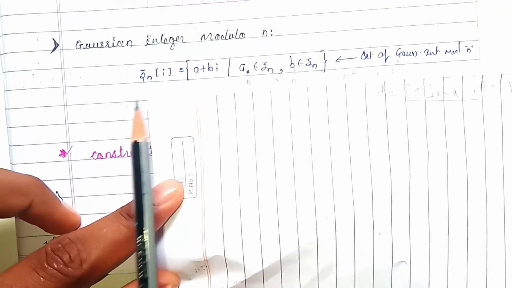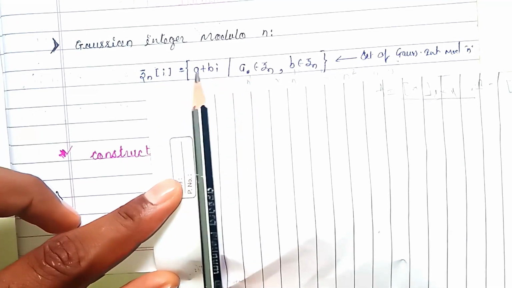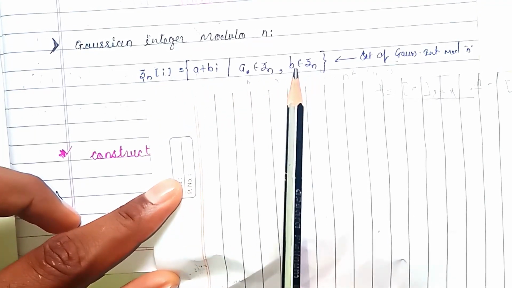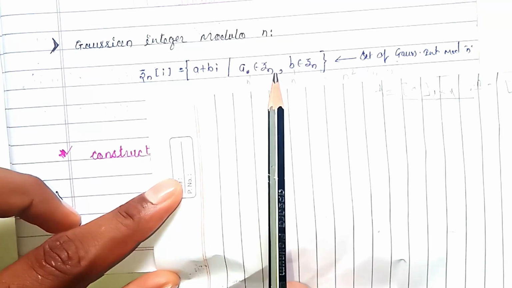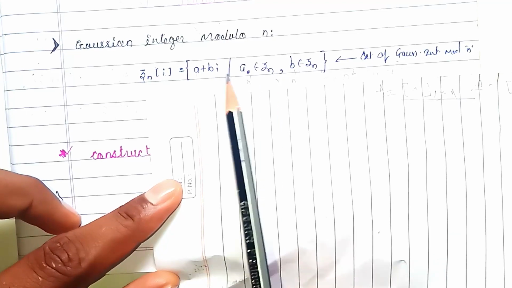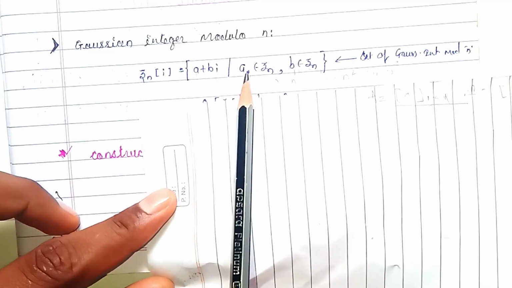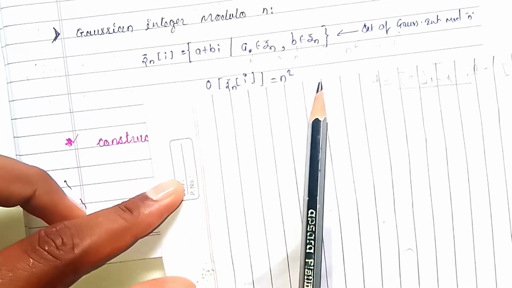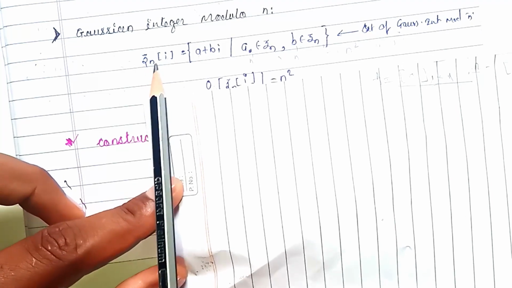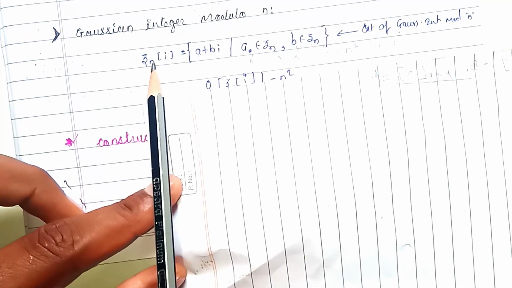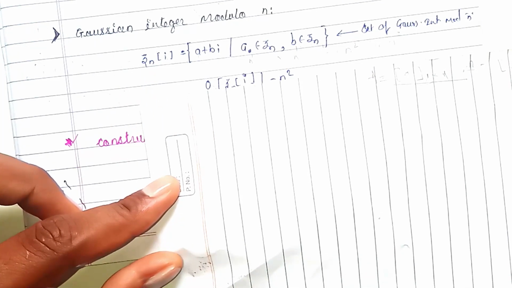So we define the Gaussian integers modulo n, Z_n[i], as the set of a plus bi, where a belongs to Z_n and b belongs to Z_n. Z is infinite, but Z_n is finite, because Z_n has a certain modulo n operation. The Gaussian integers modulo n are not an infinite group, because after the n-th element the elements get repeated.